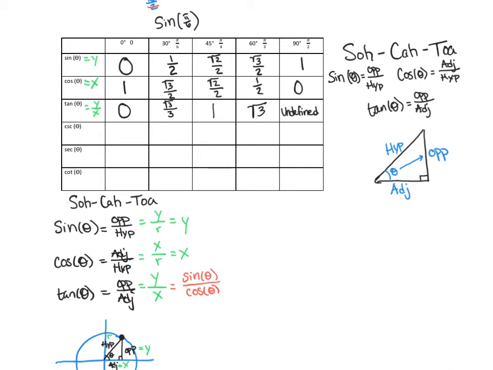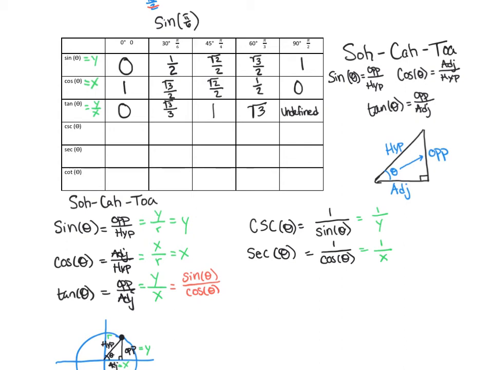So the reciprocal of sine is cosecant, and we label that as CSC. So again, cosecant is the reciprocal, or 1 over sine of theta, which for us is 1 over our y value. So if we know sine, we can find cosecant. Similarly, the reciprocal of cosine is secant, or SEC of theta. And that's going to be 1 over cosine of theta, or 1 over our x value. So if we know the x values of the coordinates on our unit circle, we can find secant.